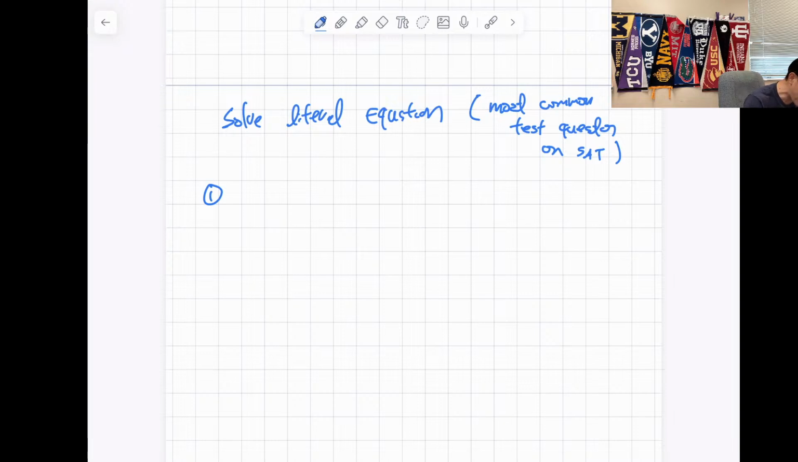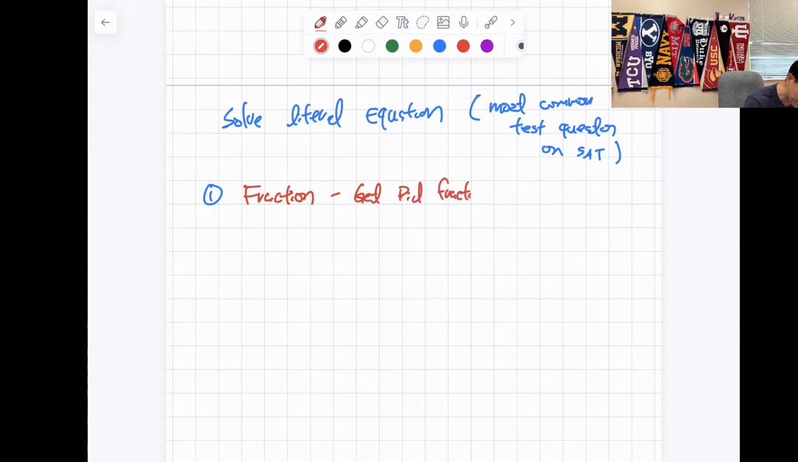If you don't like fractions, I don't like fractions either. So if you see a problem with fractions, you can get rid of fractions by multiplying by the LCD. So if you ever see fractions, get rid of fractions. 2.